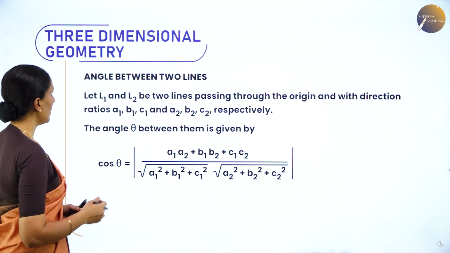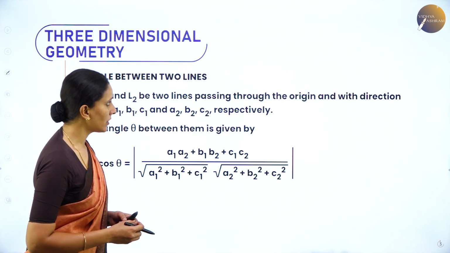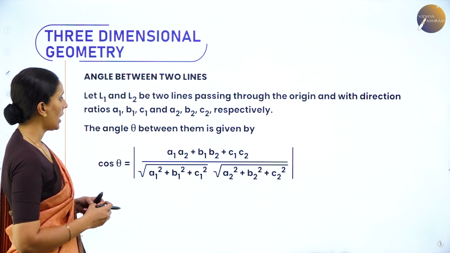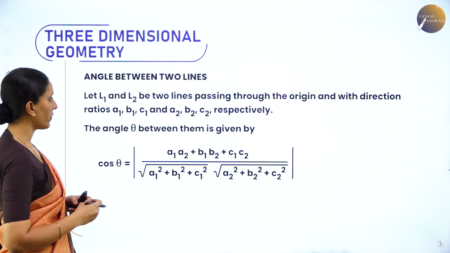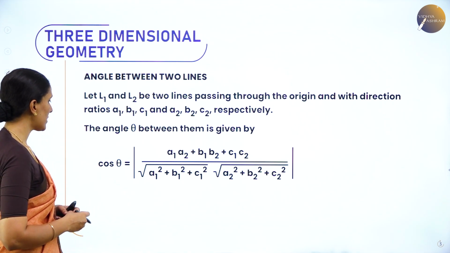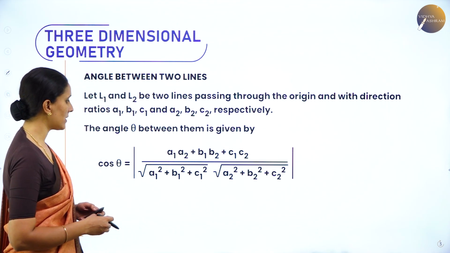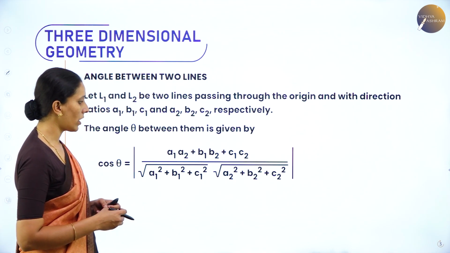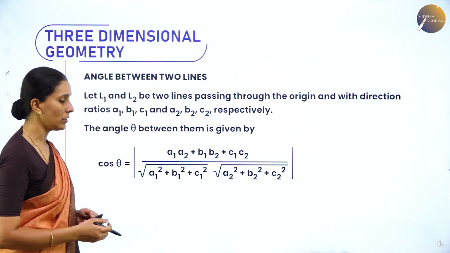Now, the angle between two lines: let L1 and L2 be two lines passing through the origin with direction ratios A1, B1, C1 and A2, B2, C2 respectively. Then the angle theta between them is given by cos theta equals the modulus of A1 A2 plus B1 B2 plus C1 C2, divided by the square root of A1 squared plus B1 squared plus C1 squared, times the square root of A2 squared plus B2 squared plus C2 squared.